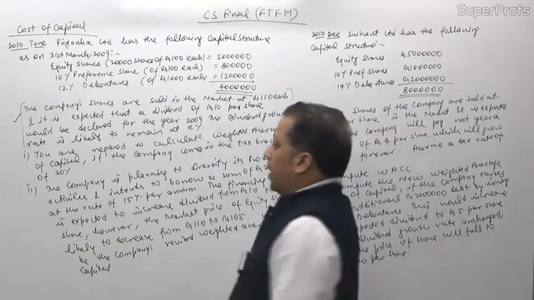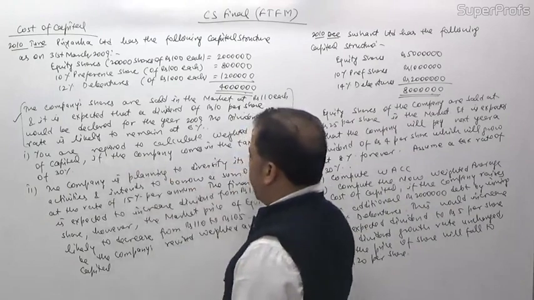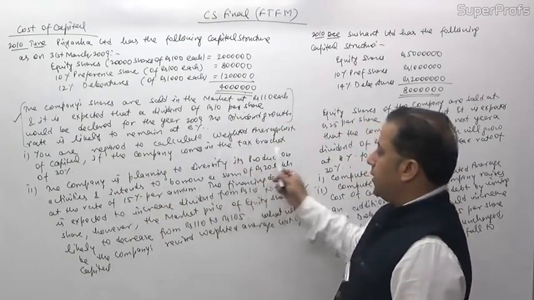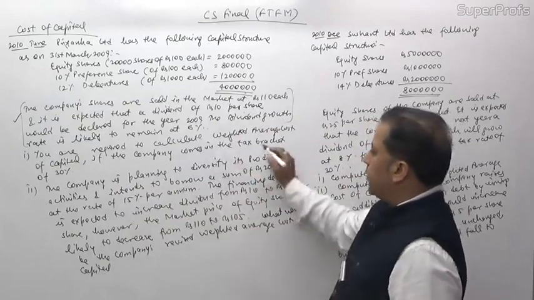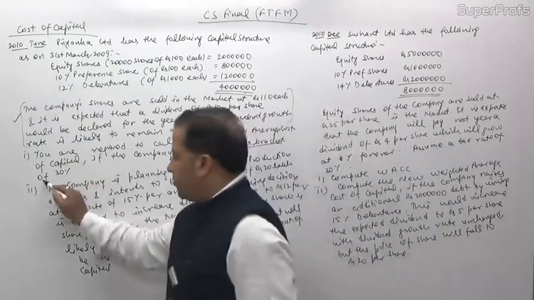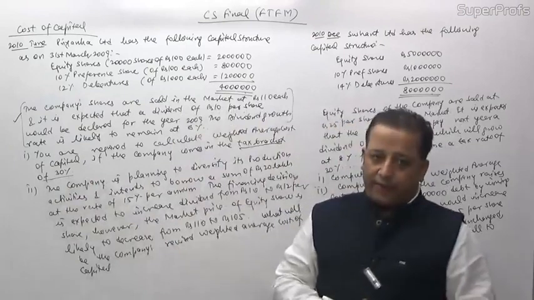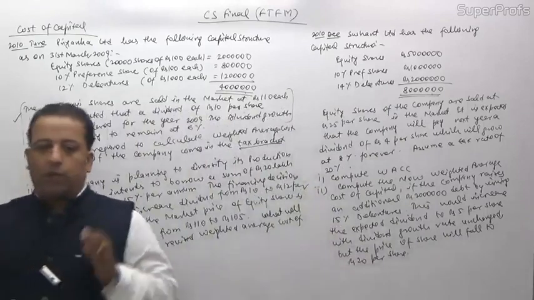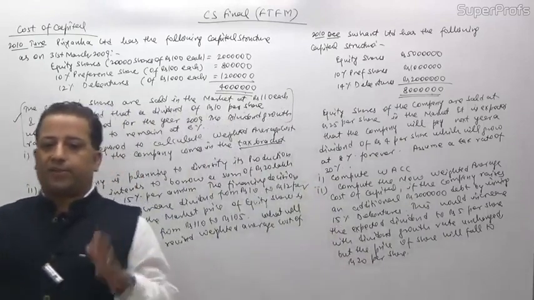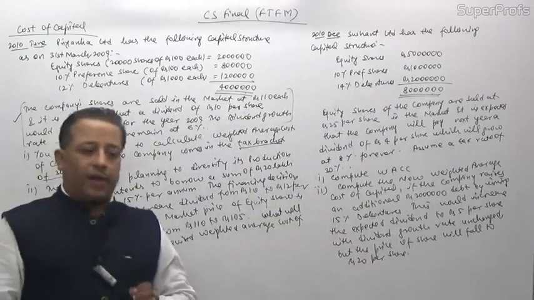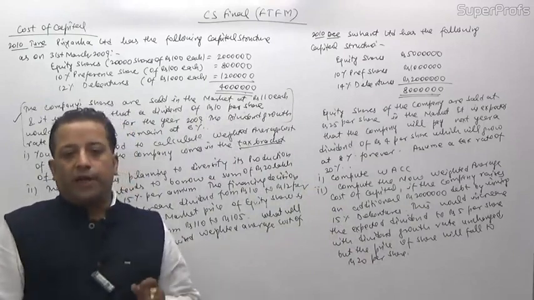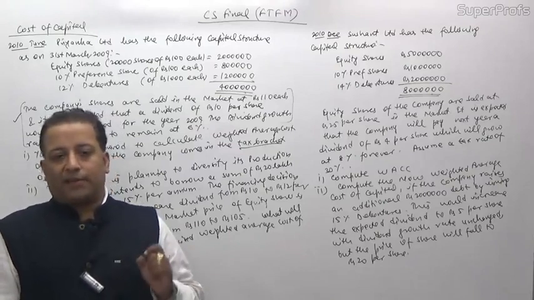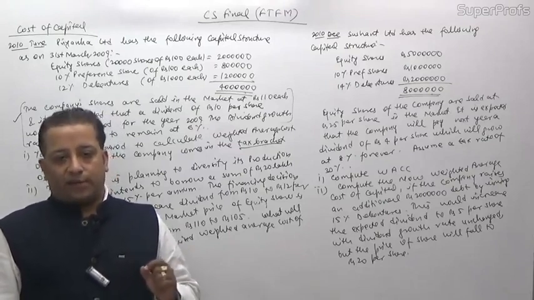You are required to calculate WACC if the company comes in the tax bracket of 30%. The company's tax rate is 30%. So in the first part of the question from the 2010 June CS examination, I need to calculate the weighted average cost of capital if the tax rate is 30%.